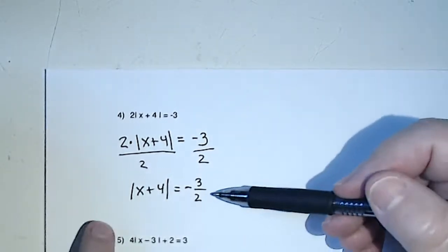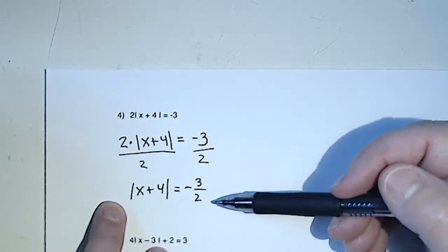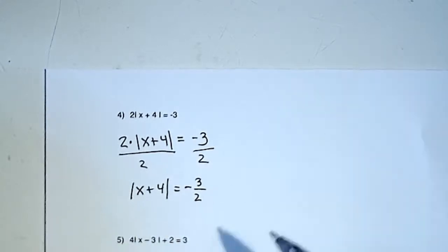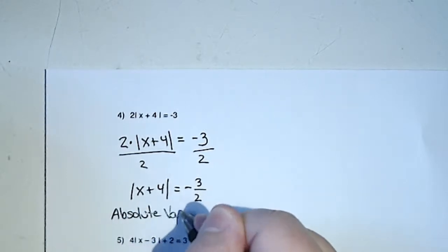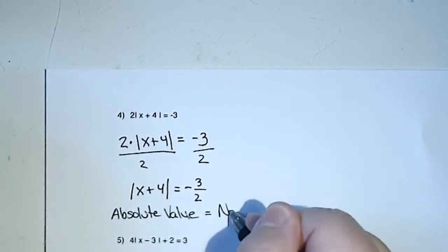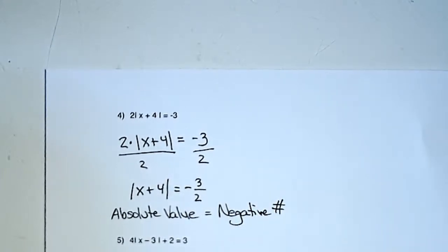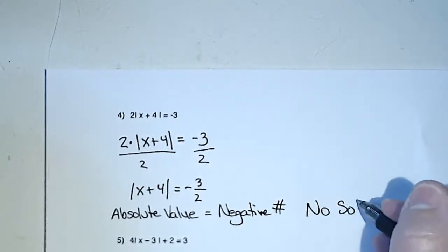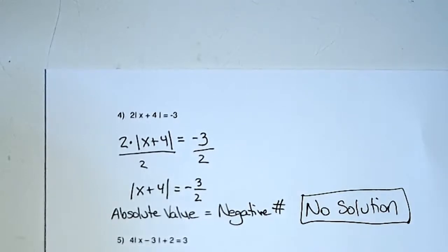Now, this is the thing that's annoying. If you set your brain on automatic, you would not notice this. But this is an absolute value equals a negative number. And if you notice that right off the bat, you say, oh, there's no solution. It's not possible for an absolute value to equal negative. Now, how will you notice this happening? You won't. And that is why this is one of the hardest subjects to learn and to teach.